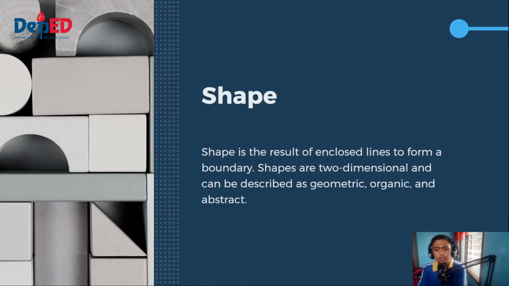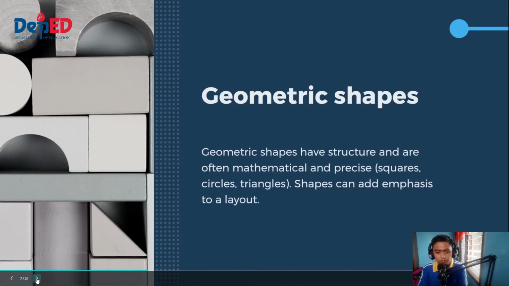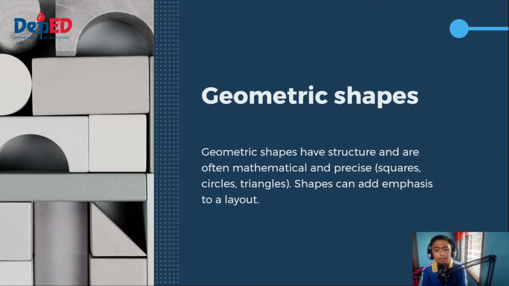So we have 3 kinds. We have geometric, organic, and abstract. When we say geometric, shapes have structure and are often mathematical and precise. Shapes can add emphasis to a layout. So probably squares, circles, triangles. Most of the time these are used on exact measurements, like for example in engineering, in architecture, sometimes in carpentry also. Anything that needs to be precise, they are using geometric shapes.